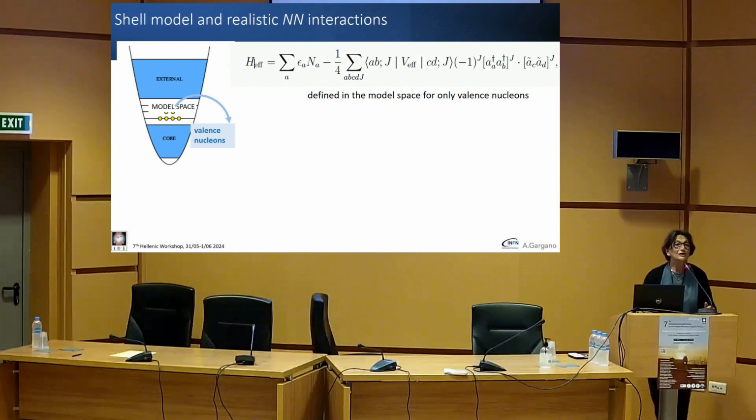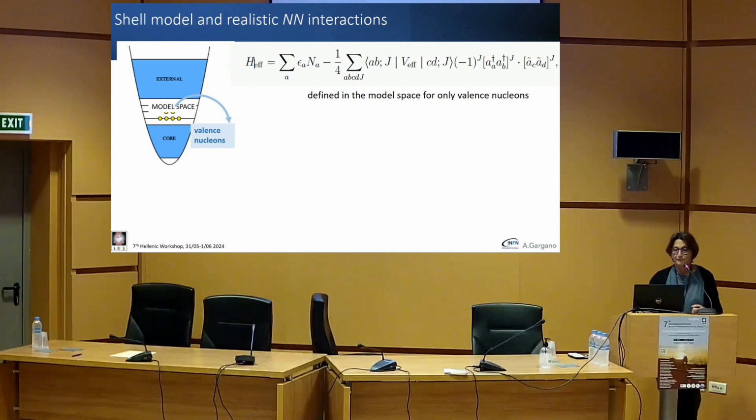So the shell model Hamiltonian is composed of a one-body term and two-body terms, and this Hamiltonian acts only between the valence nucleons, and it is defined in the model space. So we have to construct this Hamiltonian, and clearly it should take into account the degrees of freedom we have not considered explicitly in our calculation.